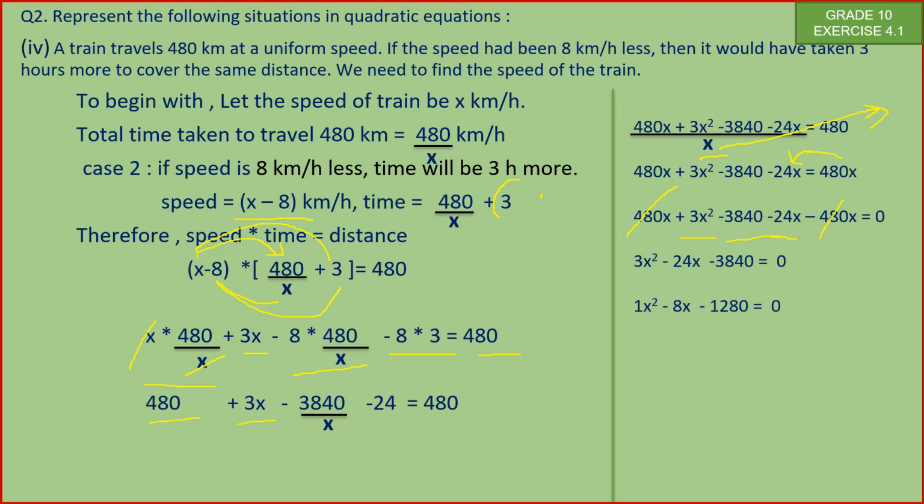Now 3 is a common factor in the first term, that is 3x square. In 24x also 3 is a common factor, and in 3840 also 3 is a common factor. So we can take the 3 outside and then cancel it out by equating to 0. So we get x square minus 8x minus 1280 equal to 0. So the equation is of the form ax square plus bx plus c equal to 0, where a is not equal to 0.